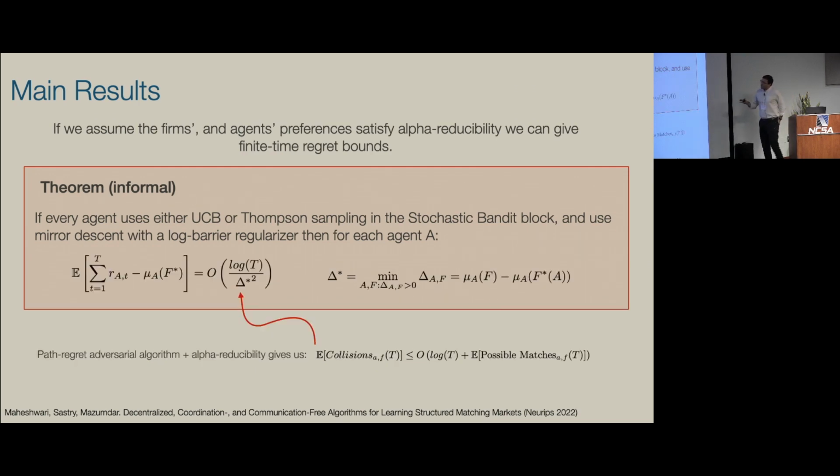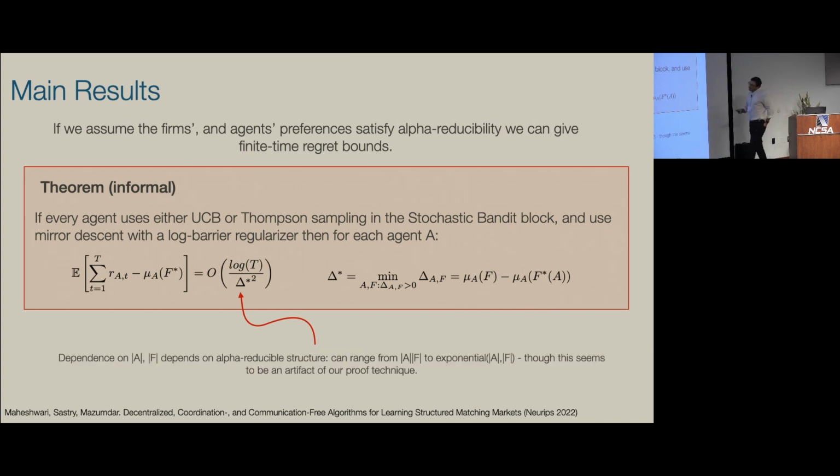To give you an idea of how we get to this result and some of the scaling factors involved, the nice thing about this path length regret algorithm and our alpha reducibility assumption is that it lets us say that the number of collisions is upper bounded by a logarithmic factor, and the number of possible matches you can make on a certain firm, and then you recurse backwards using this alpha reducibility structure.